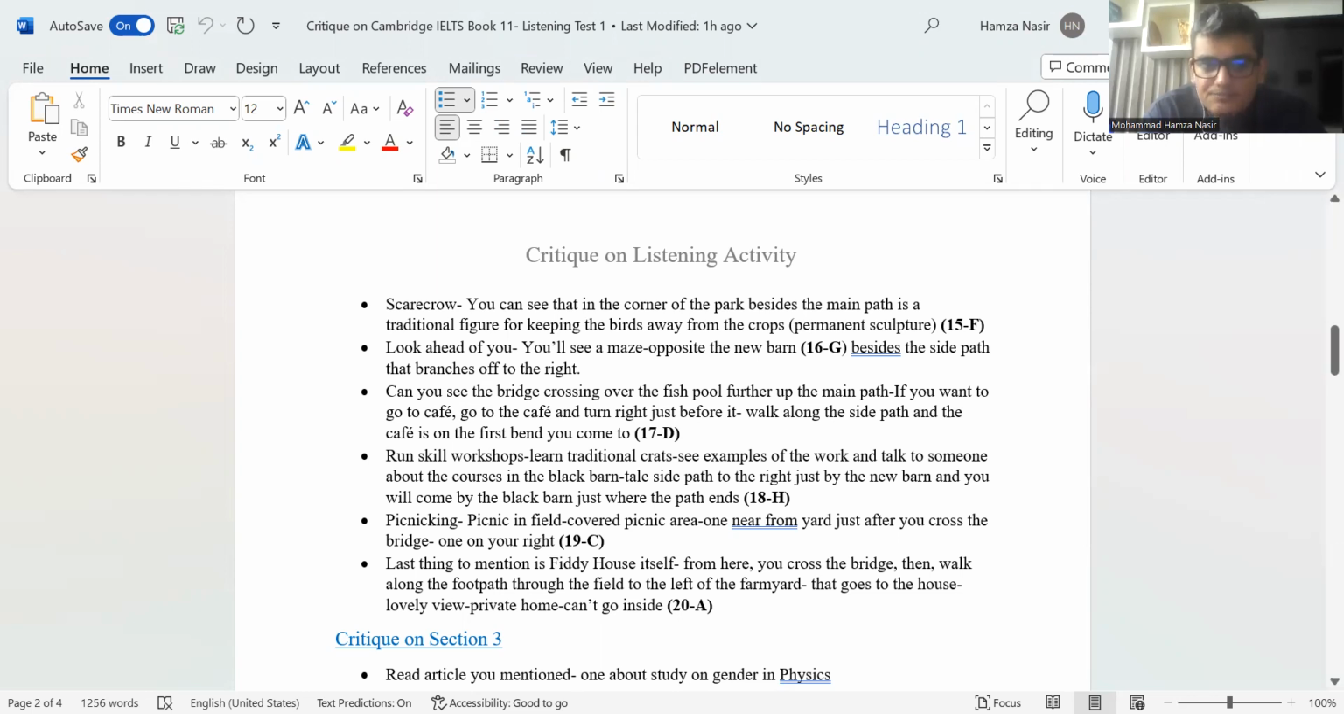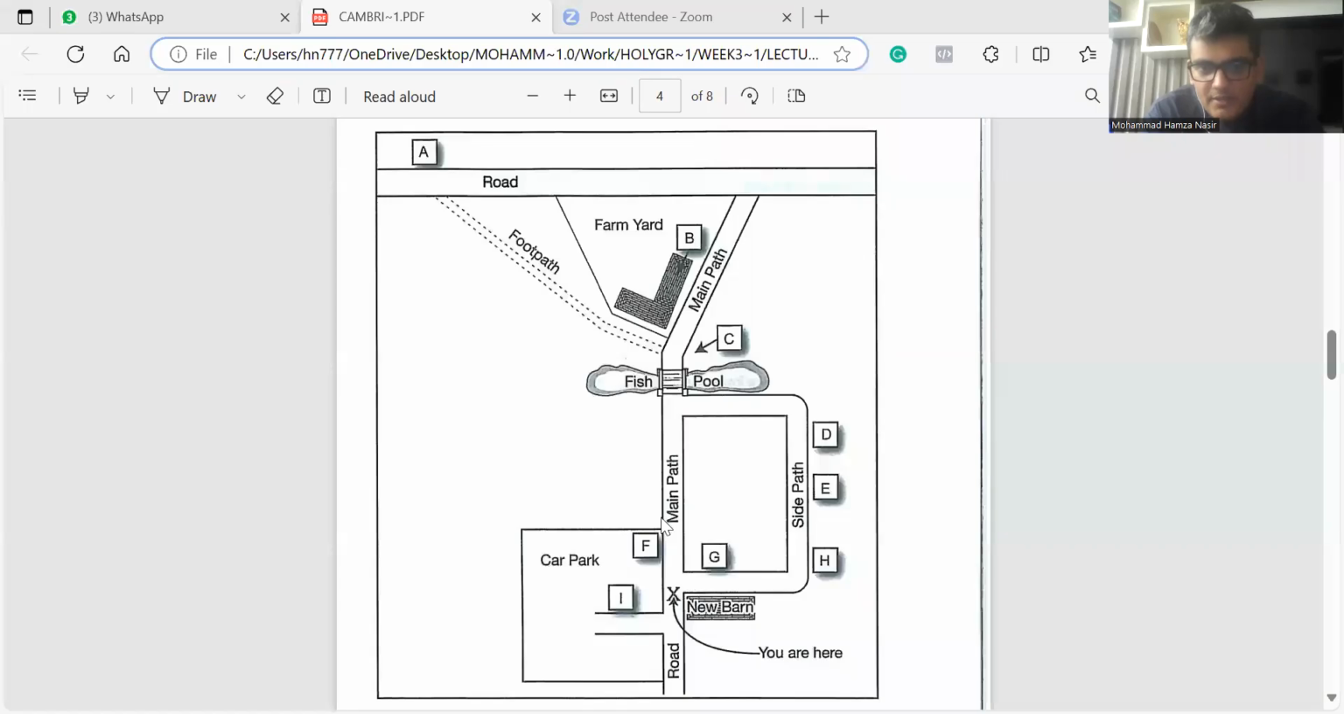Okay. So turn right just before it, that is just before the fish pool, and walk along the side path, and the cafe is on the first bend you come to. Okay. So they told us, if you go back to the map, that this is the fish pool. Now we can see the fish pool in front of us. So we are going ahead on the main path. It says just before the fish pool, you turn right, and the cafe is on the first bend.